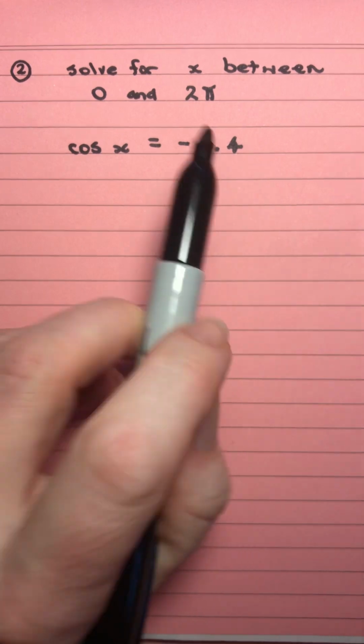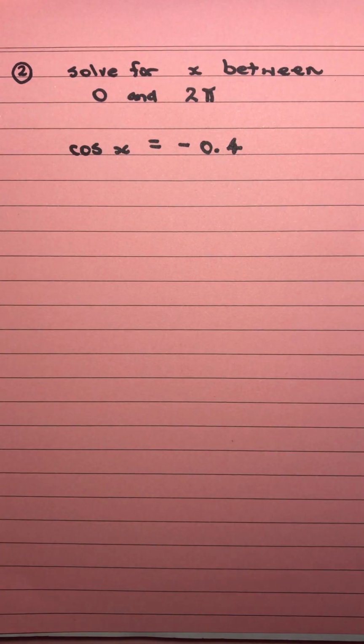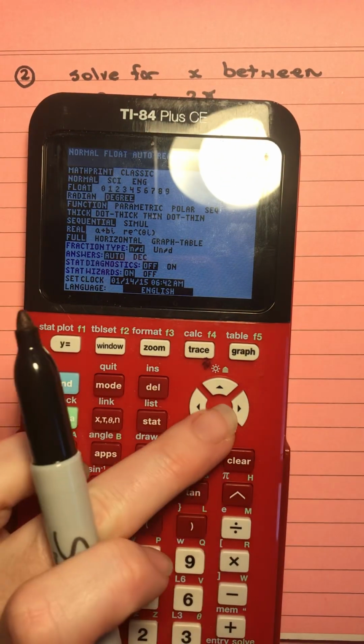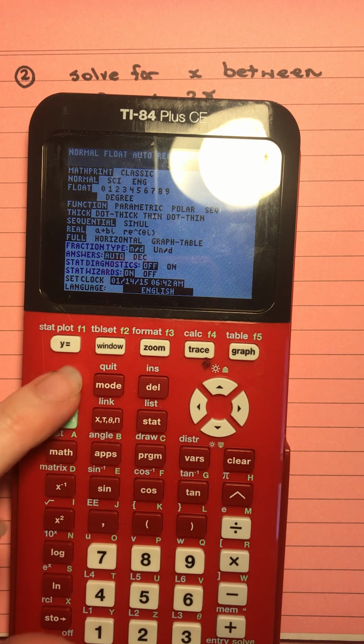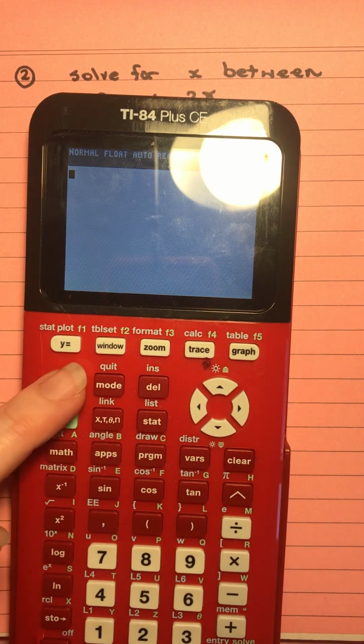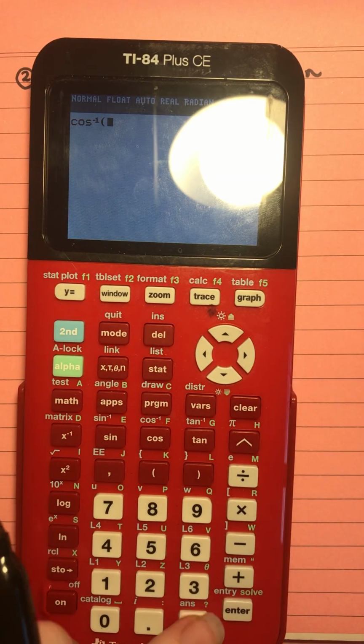So we've got our 0.4 here. We also know that we've got between 0 and 2 pi, so we know we're working in radians. So we're going to grab our calculator, make sure we've changed our mode to radians. And then we're going to do second, and we've got cos, so second cos of negative 0.4.